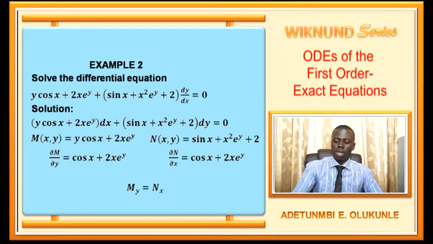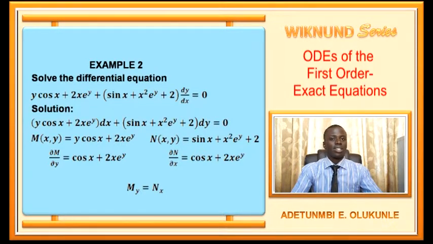sin x plus x squared e to the y plus 2 dy equals 0. So here our M of x, y equals y cos x plus 2x e to the y, and our N of x, y is sin x plus x squared e to the y plus 2. So we check for exactness.